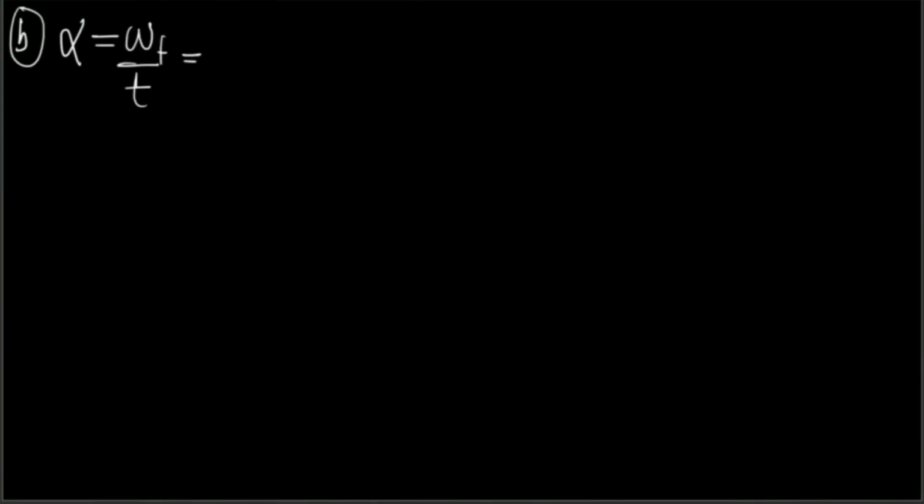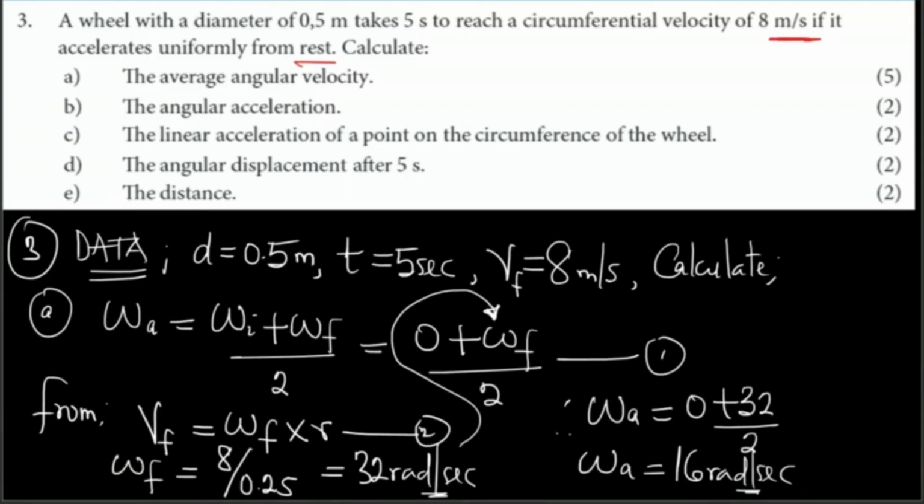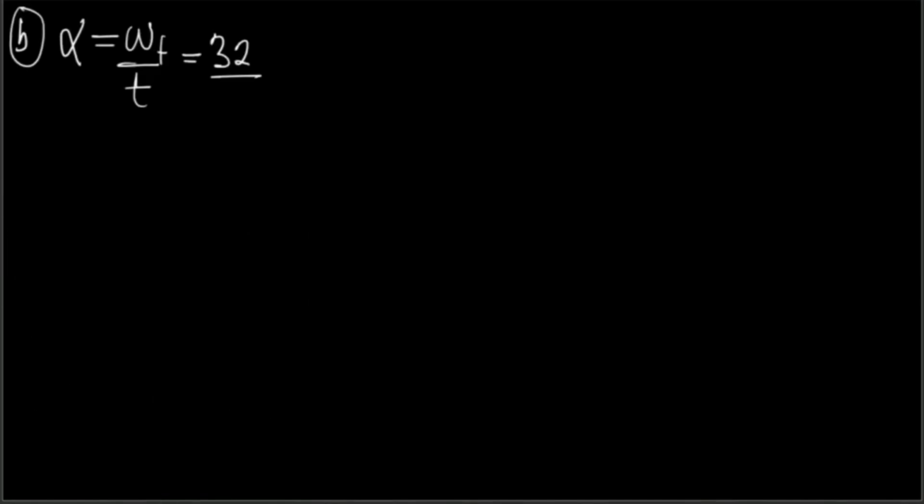Yes, that's going to be 32 divided by the time. The time is 5 seconds. So it's going to be 32 divided by 5. We're going to get 6.4 radians per second squared.